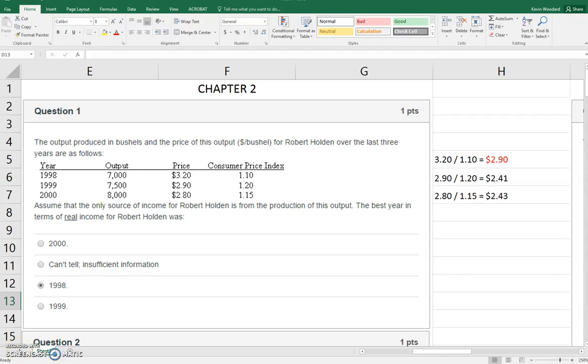Okay, so the practice questions for Chapter 2. The first question, we're looking back and trying to determine, with the information that's given to us, the best year in terms of real income for this individual was which year.